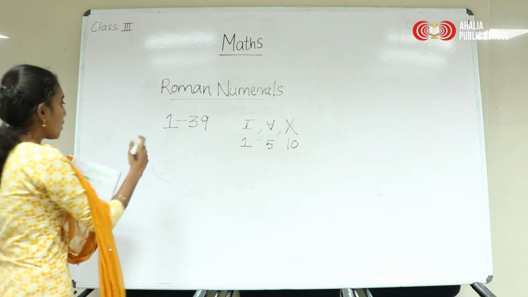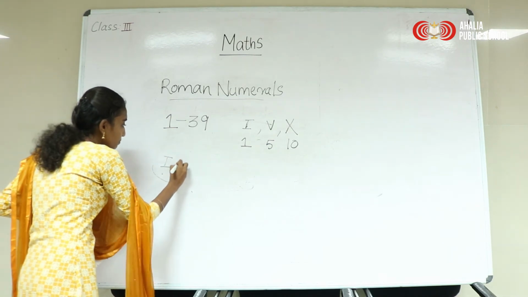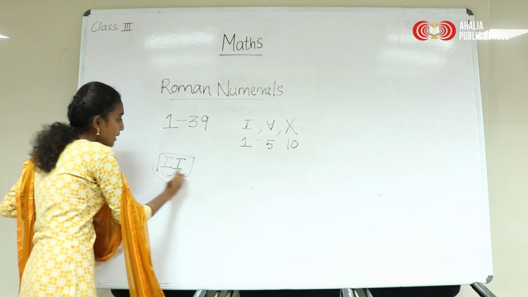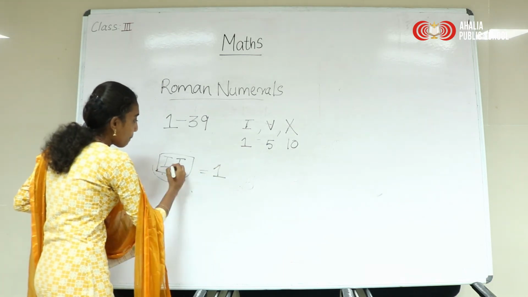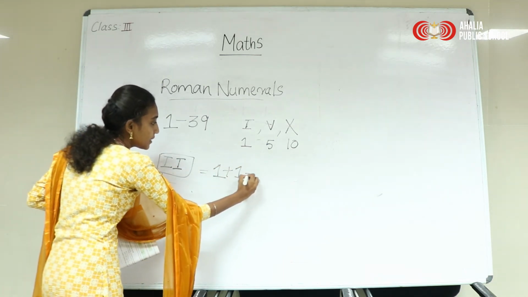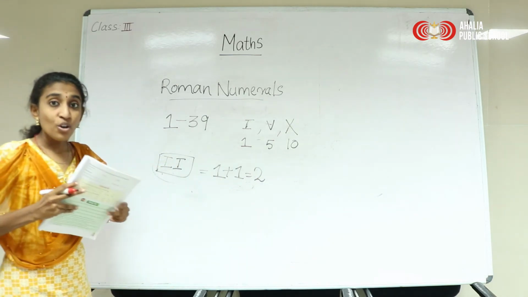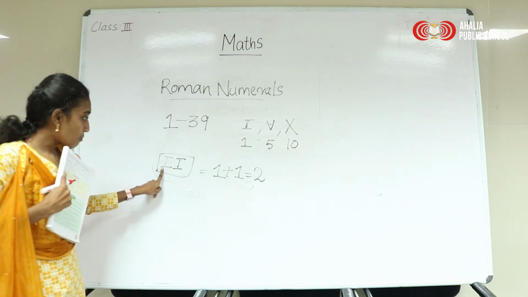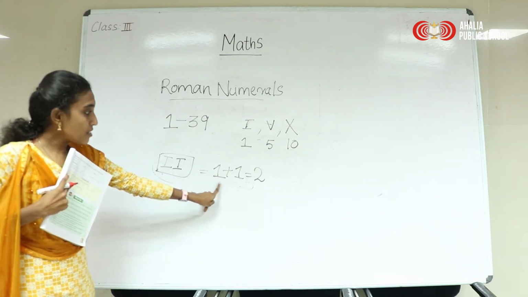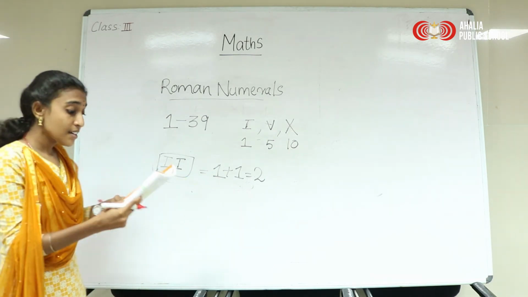Okay? So, what is this, children? What does this Roman letter stand for? Yes, here is a 1 plus again a 1. That is 2. So, this is the Roman numeral for 2. 1 plus 1 is 2.